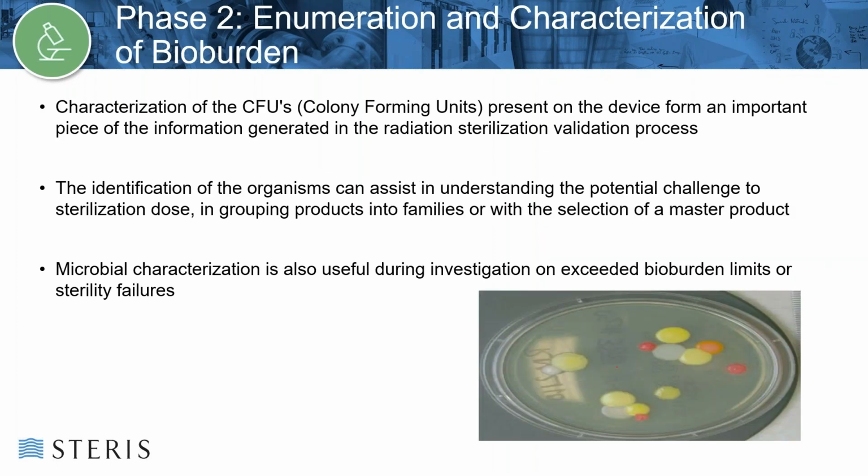Once cultured and enumerated, we can also characterize the type of organism present on the product. Characterization of the colony-forming units present on the device gives insights to the likely sources of bioburden and their potential resistance to sterilization. The identification of the organisms can also assist in understanding how to appropriately group products into families or with selection of a master product. Microbial characterization is also useful during investigation on exceeded bioburden limits or sterility failures.